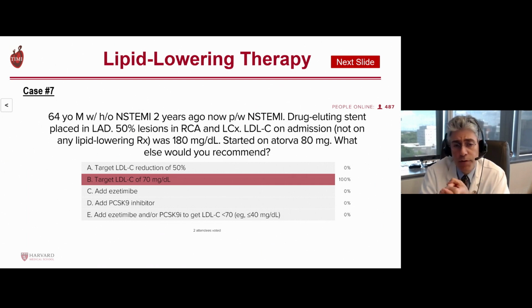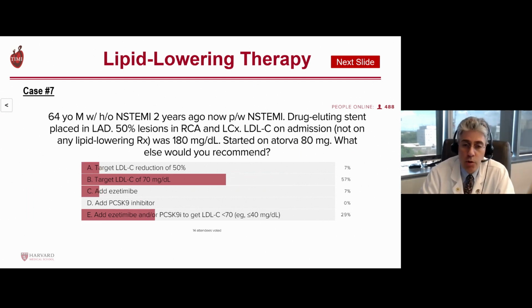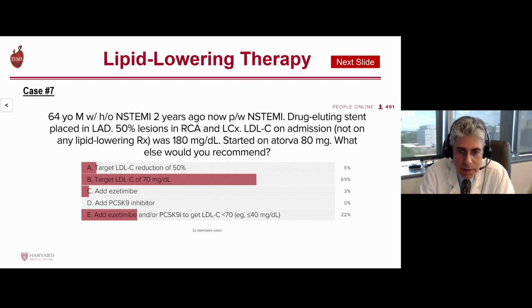So do you just target a 50% reduction and be content with that? Do you just want to get their LDL down to 70 and be content with that? Would you also add ezetimibe? Would you add a PCSK9 inhibitor? Or would you do the kitchen sink, add ezetimibe and/or PCSK9 inhibitor to drive the LDL cholesterol well below 70? And provocatively, I'll say at or below 40 milligrams per deciliter. A lot of different approaches here. Let's see what people vote.